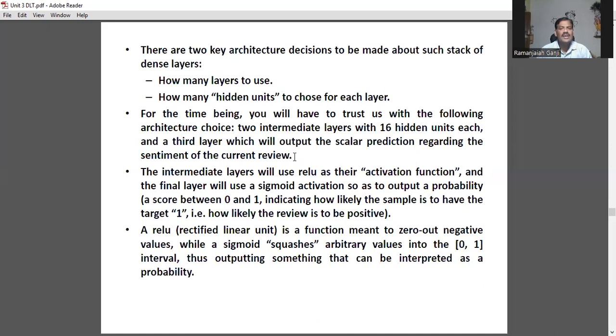There are two key architecture decisions to be made about such a stack of dense layers. How many layers to use? How many hidden units to choose for each layer? I told you in the previous sessions, there is the activation function, loss function, and optimization. For the time being, you will have to trust us with the following architecture choice: two intermediate layers with 16 hidden units each, and a third layer which will output the scalar prediction regarding the sentiment of the current review.